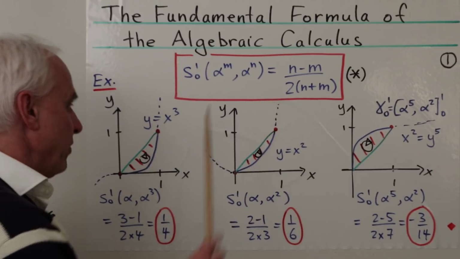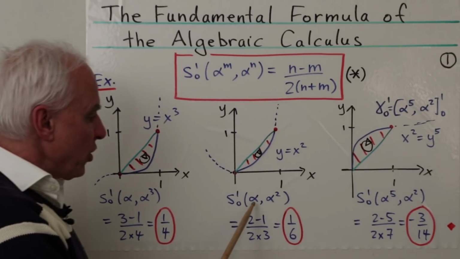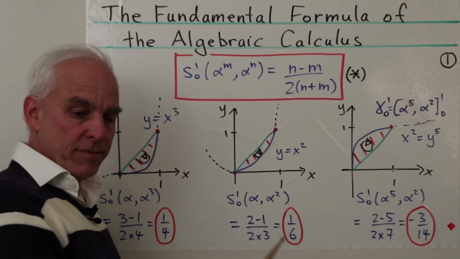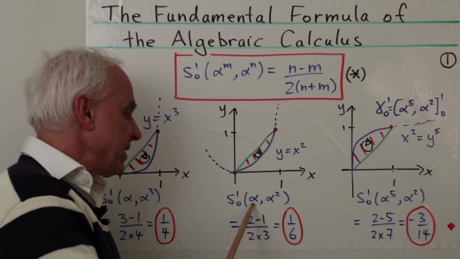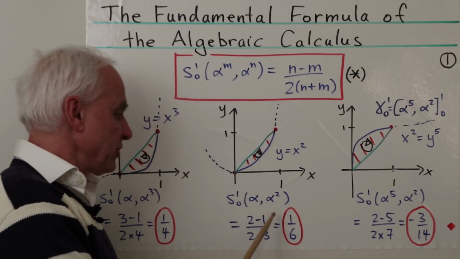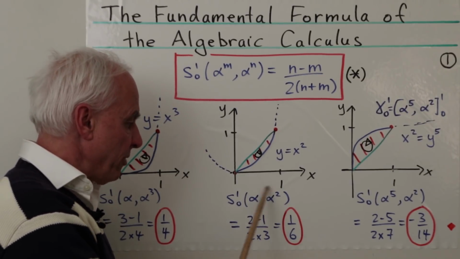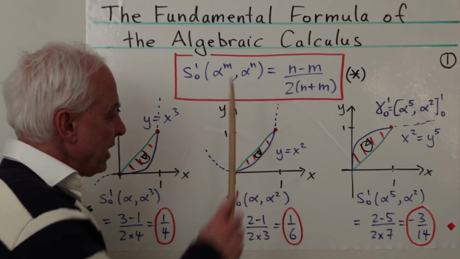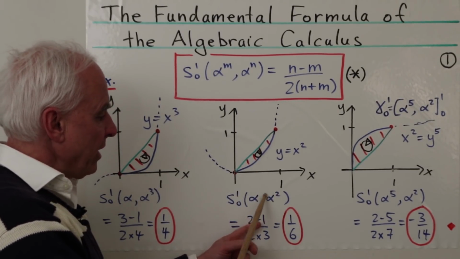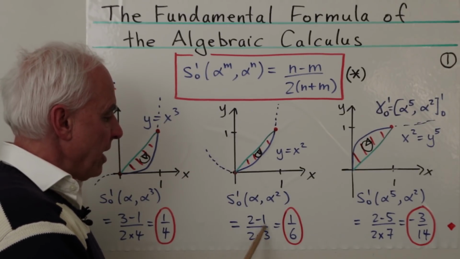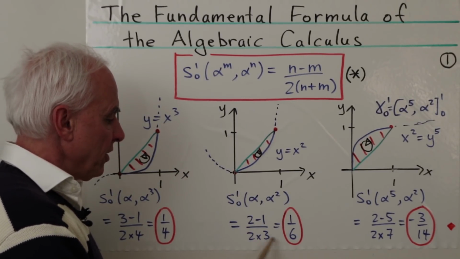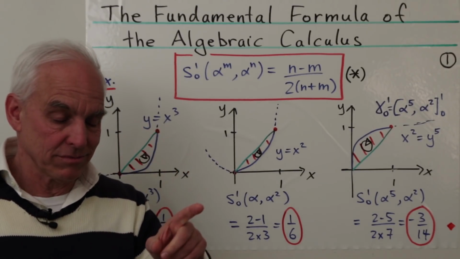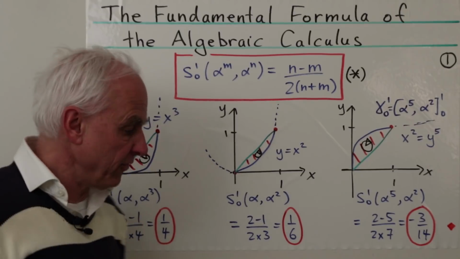So for the y equals x squared situation, the curve is actually given parametrically by alpha and alpha squared. So it corresponds to, like, x and x squared. There's the x coordinate, there's the y coordinate. This is a parametrization of the parabola. And we're going from 0 to 1, and the formula tells us that it's the 2 minus the 1 divided by 2 times the sum, which is 3. So altogether, 1/6. That's a number that we've found already via Archimedes.